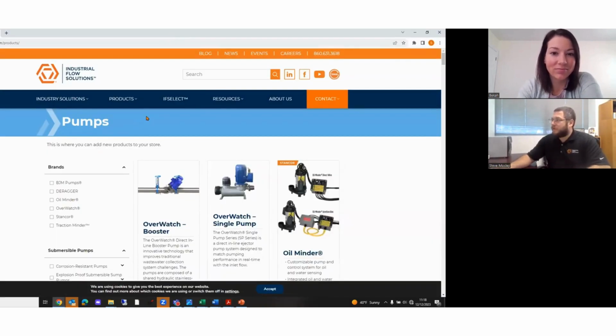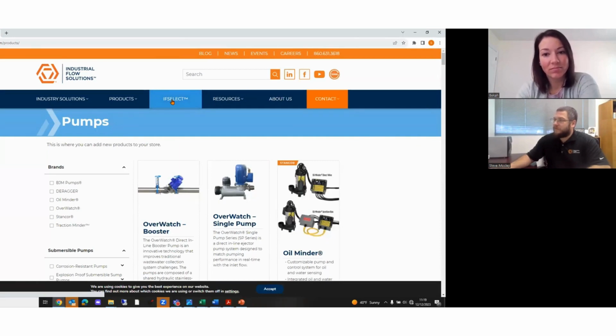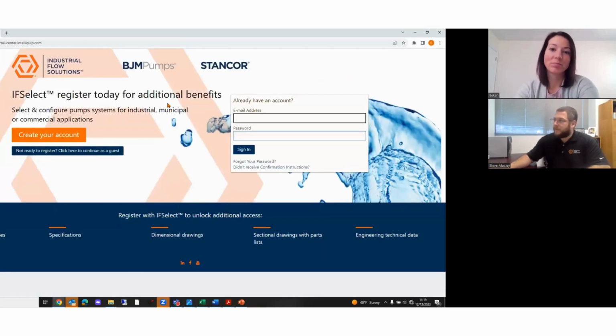Okay, so we're going to go into the IFSelect system. It's readily available from the Industrial Flow Solutions website. Once you start to log in, you've got a few options. You can create a new account, or if you're not ready to register, you can continue as a guest to make a pump selection. The benefits of registering for an account will allow you to save your pump selections and review them at a later date if needed.